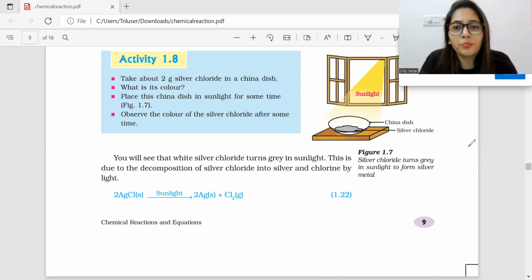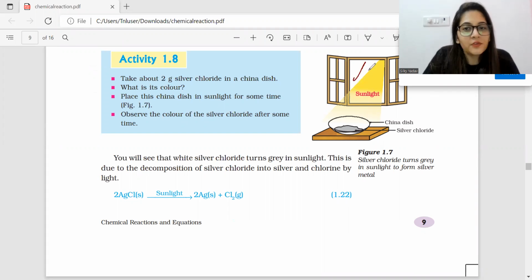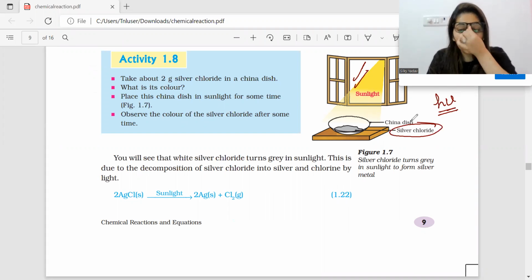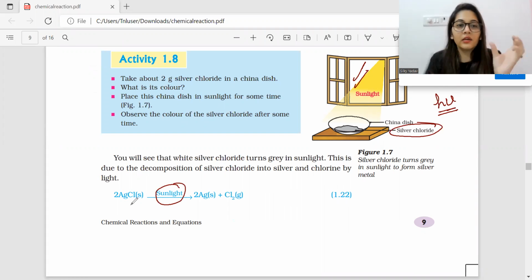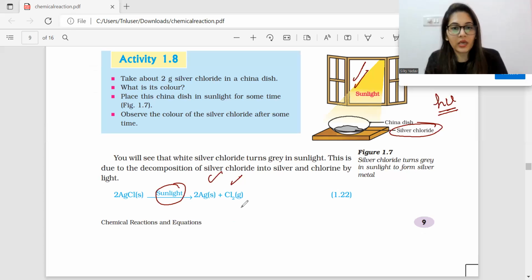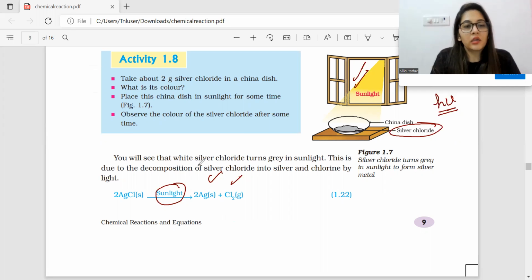Now, another kind of decomposition reaction that we are going to study. You can see we're using sunlight, that means h nu, we can write this, right? In this china dish, we were having silver chloride, and with the use of sunlight, this AgCl is now breaking. Earlier it was only one substance, and now it is broken down into two things: silver and chlorine gas, right? So this is a decomposition reaction related to sunlight. That means it is a photolysis reaction, you can say. Photo means light, right?